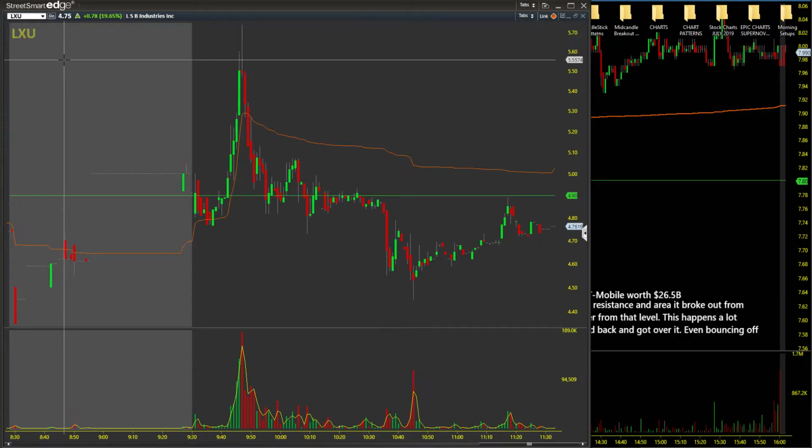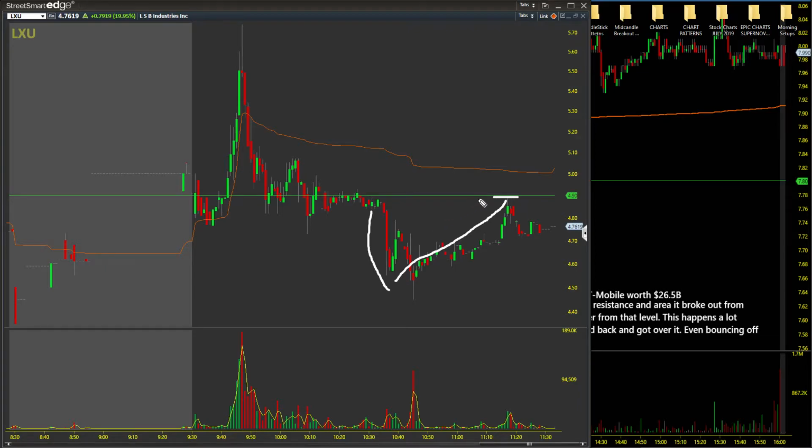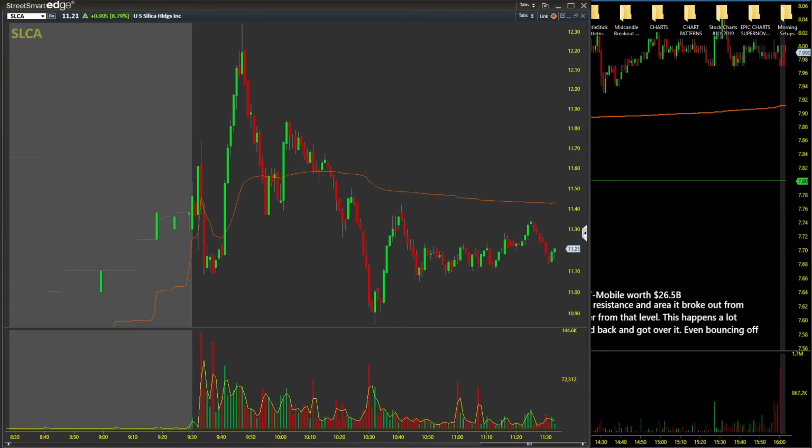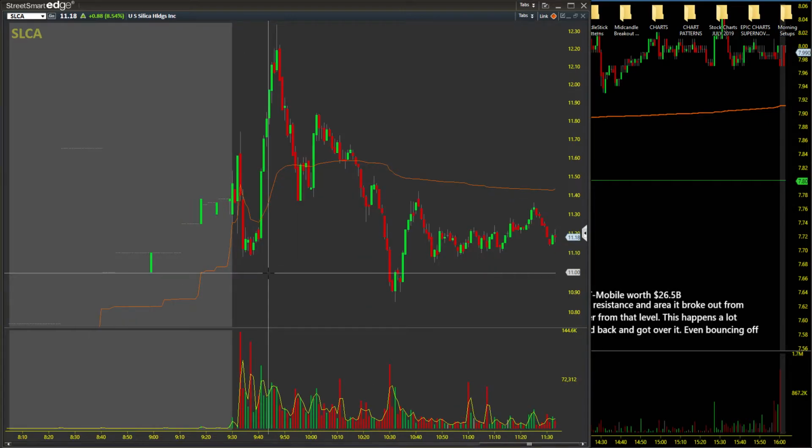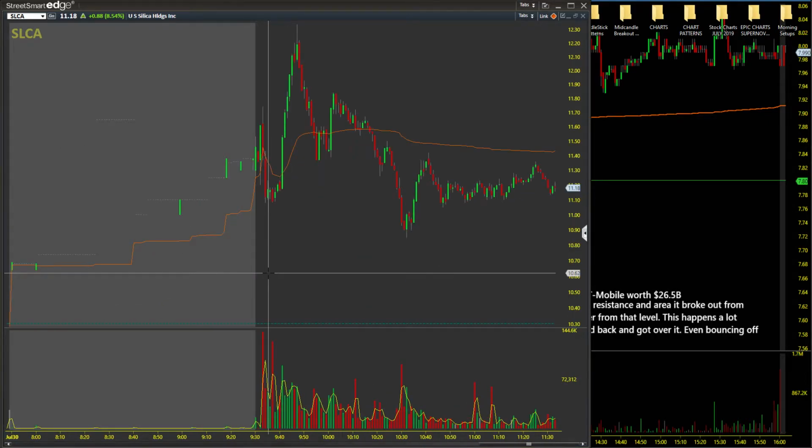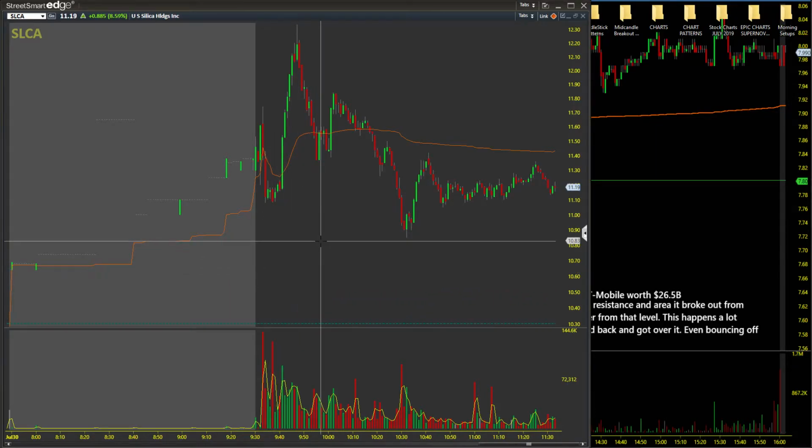And also with LXU, see how it fell through right here? And then it grinded its way back on up to right here and found resistance because it was all support all right here. All right, SLCA is the next one. Had a nice surge this morning because it's an earnings winner. They had Q2, they beat their estimates.